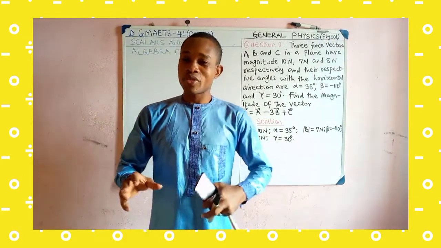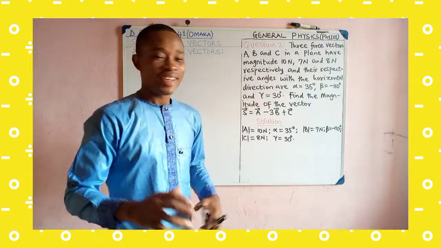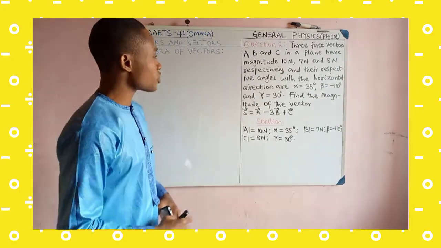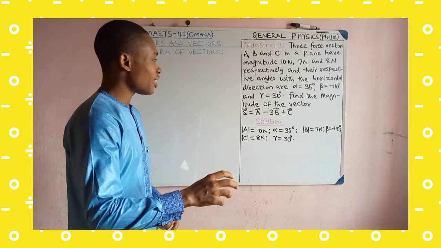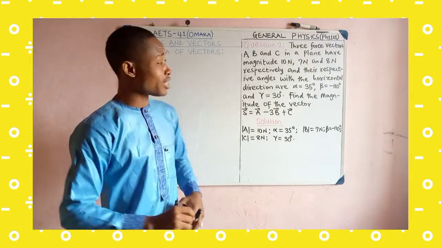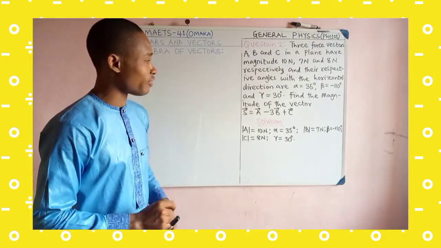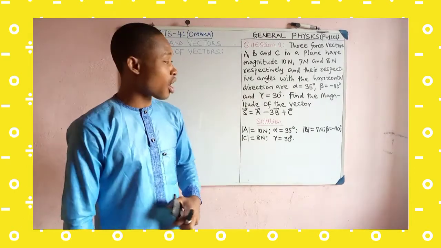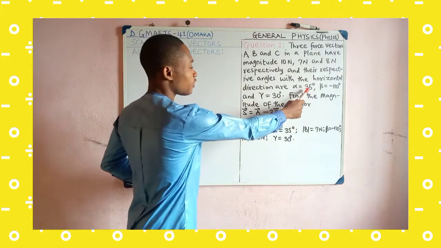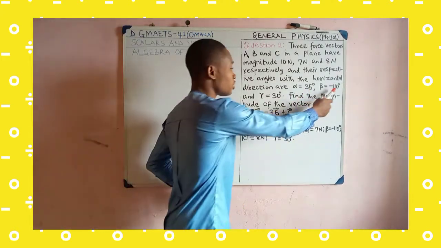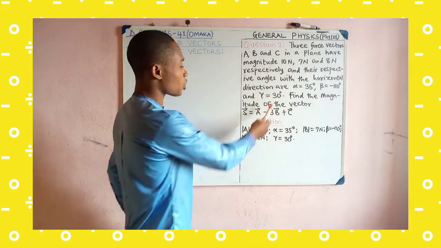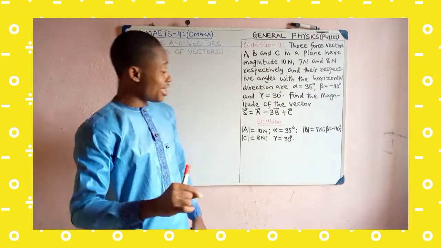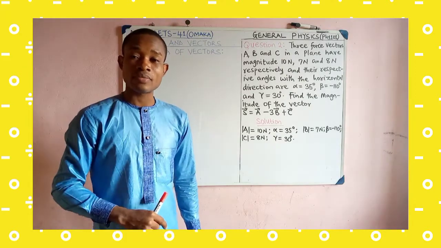Now we have this question number 2 on the board, okay? Let us look at the question together. It's an interesting one. Three force vectors A, B, C in a plane have magnitudes 10 Newton, 7 Newton, and 8 Newton respectively, and their respective angles with the horizontal direction are alpha equal to 35 degrees, beta equal to minus 110 degrees, and gamma equal to 30 degrees. Find the magnitude of the vector S equal to A minus 3B plus C.